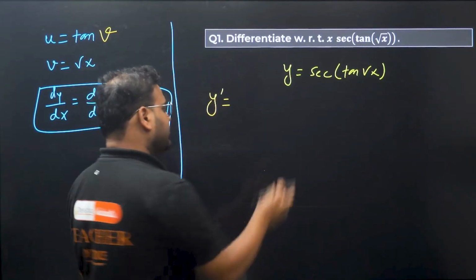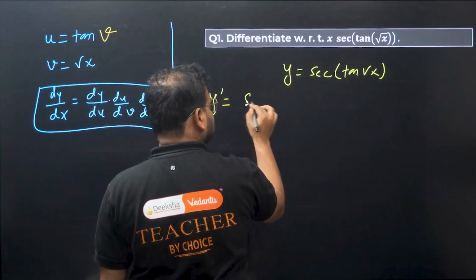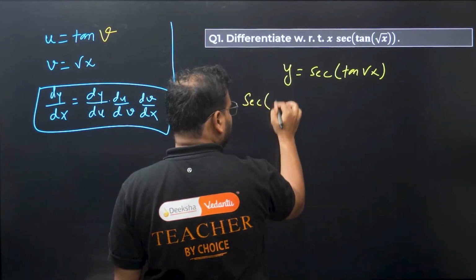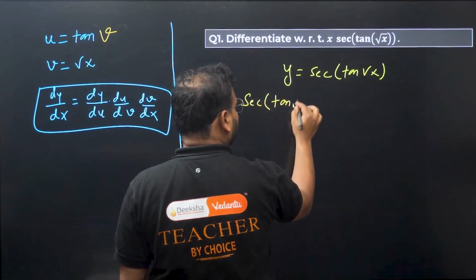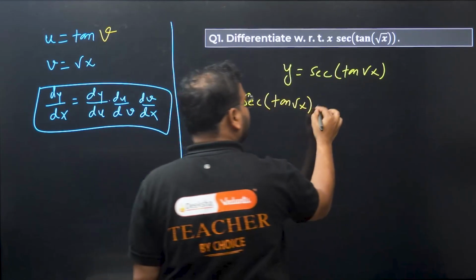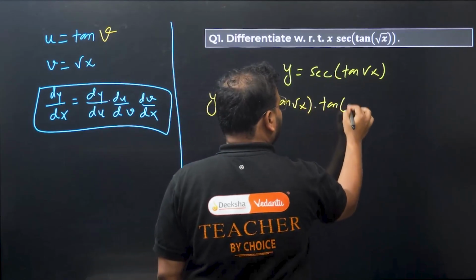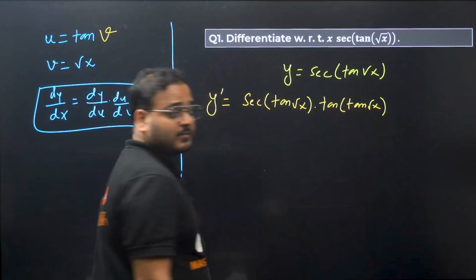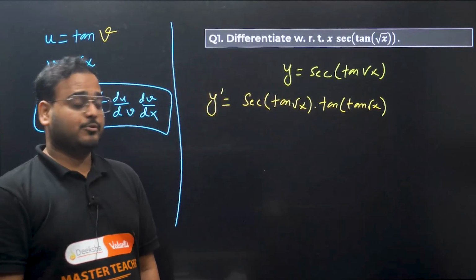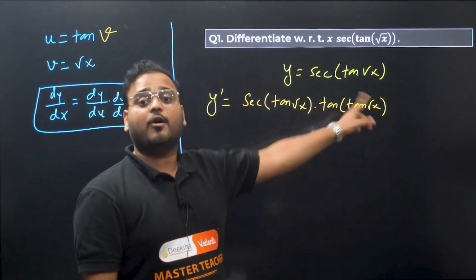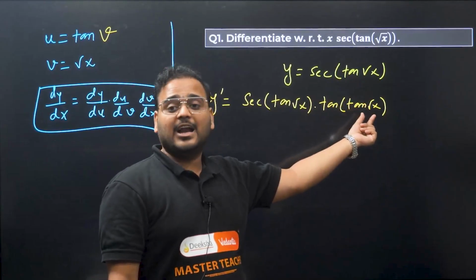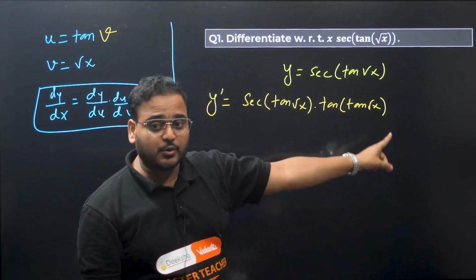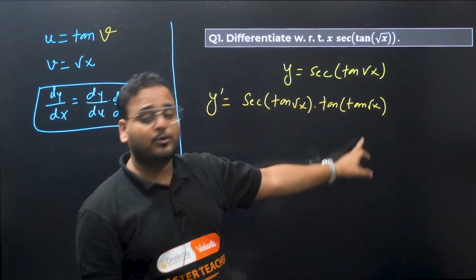Okay, differentiate sec. What do you get for sec? You get sec of this angle whatever you have, so sec of tan root x and times of tan root x. Do not make it tan square. It is not tan into tan. It is tan of the value inside the tan.